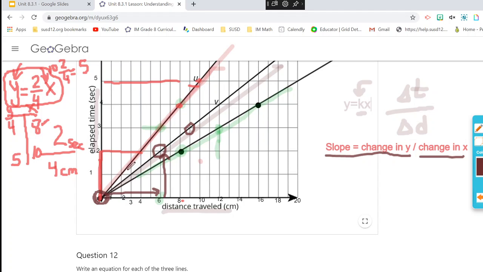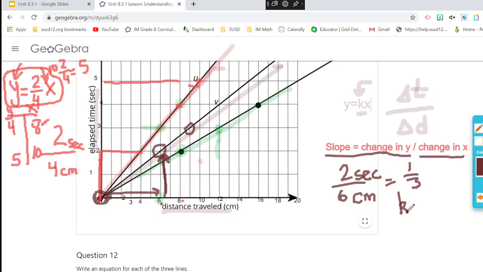So from 0, y has gone up 2 seconds. Let me put that here. 2 seconds up divided by 6 centimeters over. I like to use the units everywhere I can. Go ahead and put the units down while you're taking notes. 2 seconds over 6 centimeters. And let's reduce this fraction. That's going to be 1/3. That is the slope of Ant's line.